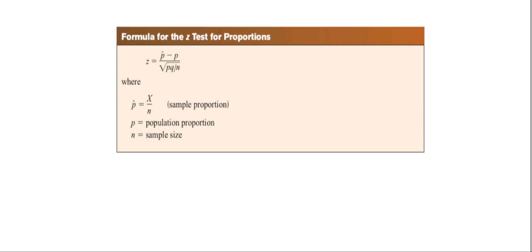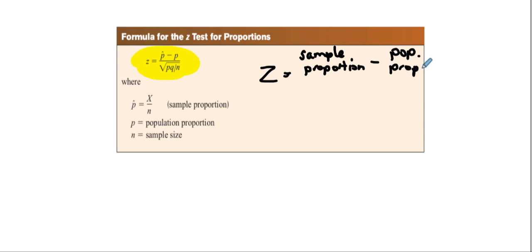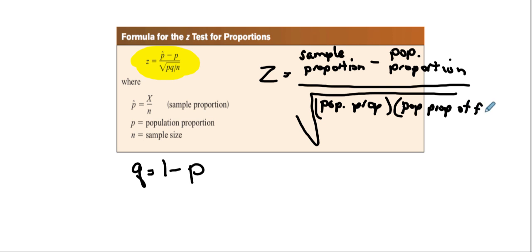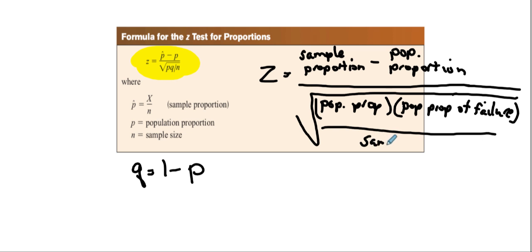In step 4, we find the test value. So how do we find the test value? We'll use the following formula. The formula for test value is z is equal to p hat, which is our sample proportion, minus p, which represents our population's proportion, divided by the square root of a population's proportion times q, which is found by taking 1 minus p, or sometimes this is referred to as a population proportion of failure, divided by our sample size.